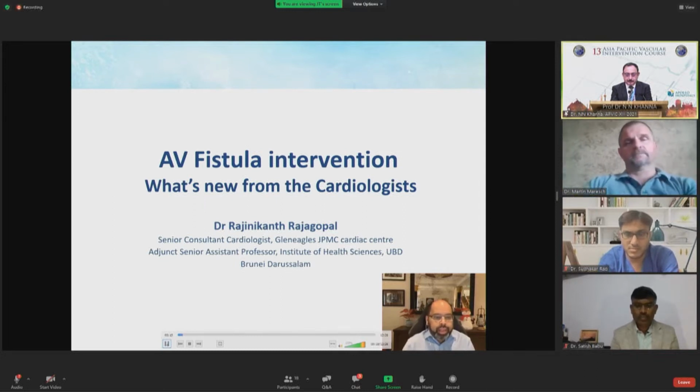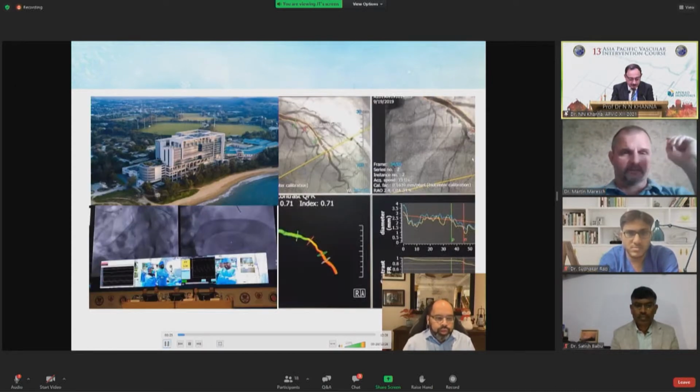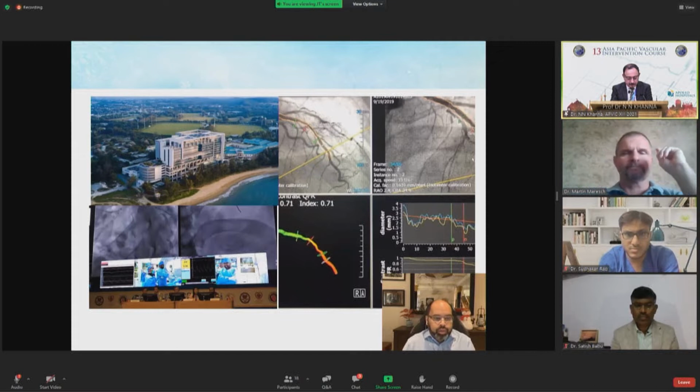My topic today is AV fistula intervention. What's new from the cardiologists? So I'm an interventional cardiologist. I work in a clinical JPMC cardiac center in Pune. I specialize in complex coronary intervention with an interest in imaging and physiology.